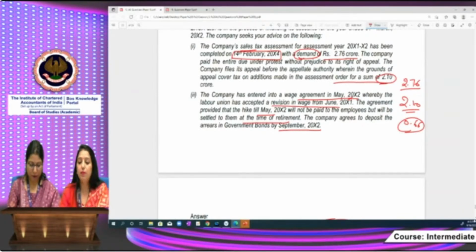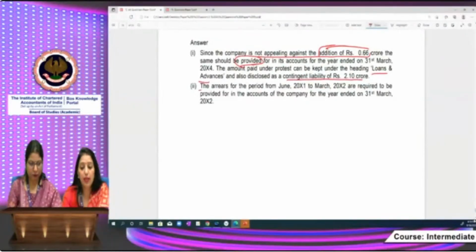There was a past event because the company has made a wage agreement and revision. It goes from June 2001. But the company says it will not pay; it will be paid at the time of retirement. So the arrears calculated for the period from June to March are required to be provided for in the accounts of the company for the year ending 31st March 2002. Hope all the provisions have been cleared through these classes. If you have any doubt, you can tell us.